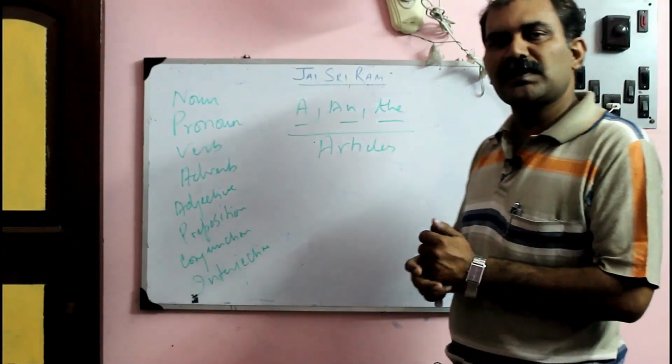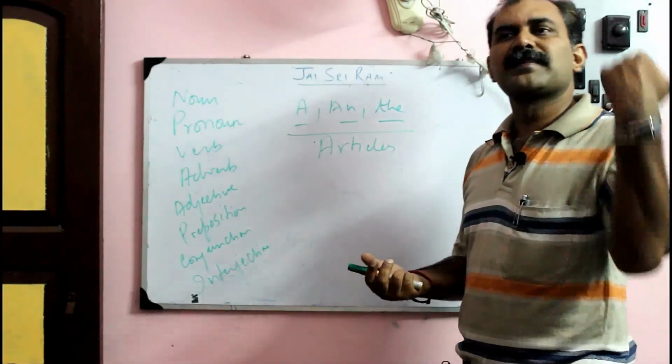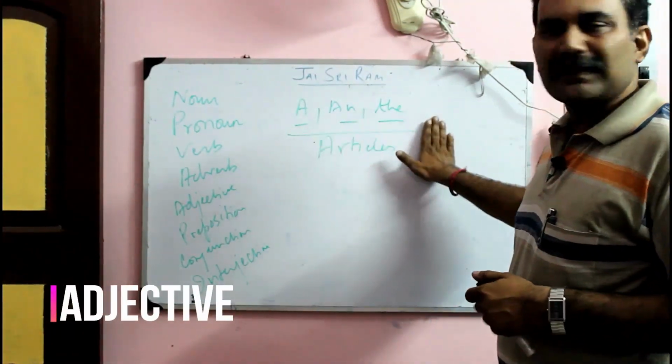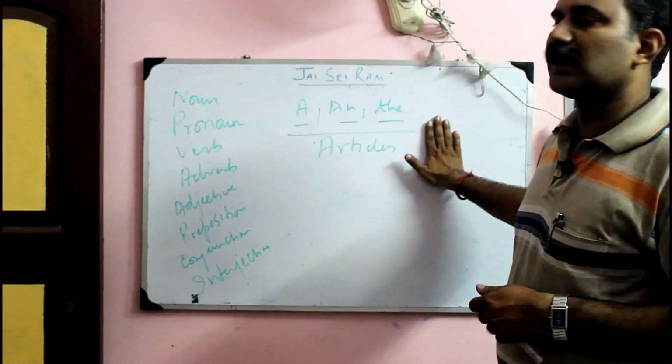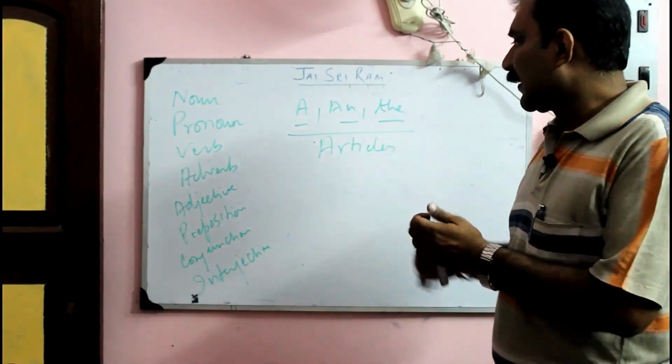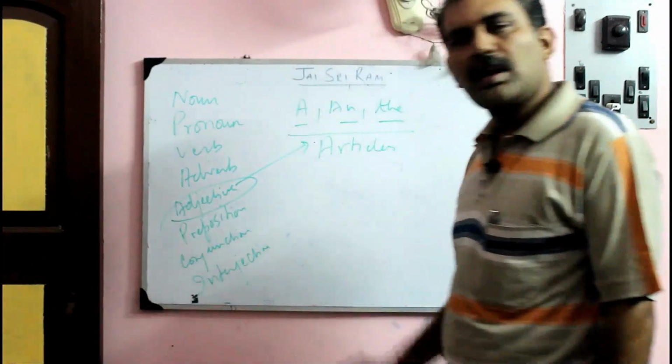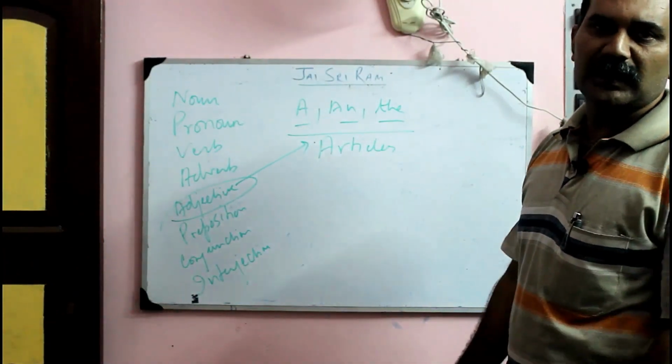But some of my students, even parents, also say part of speeches, so that is wrong. But a, an and the are articles. We have to clarify this concept at the outset, that all articles are included in this category, adjectives.